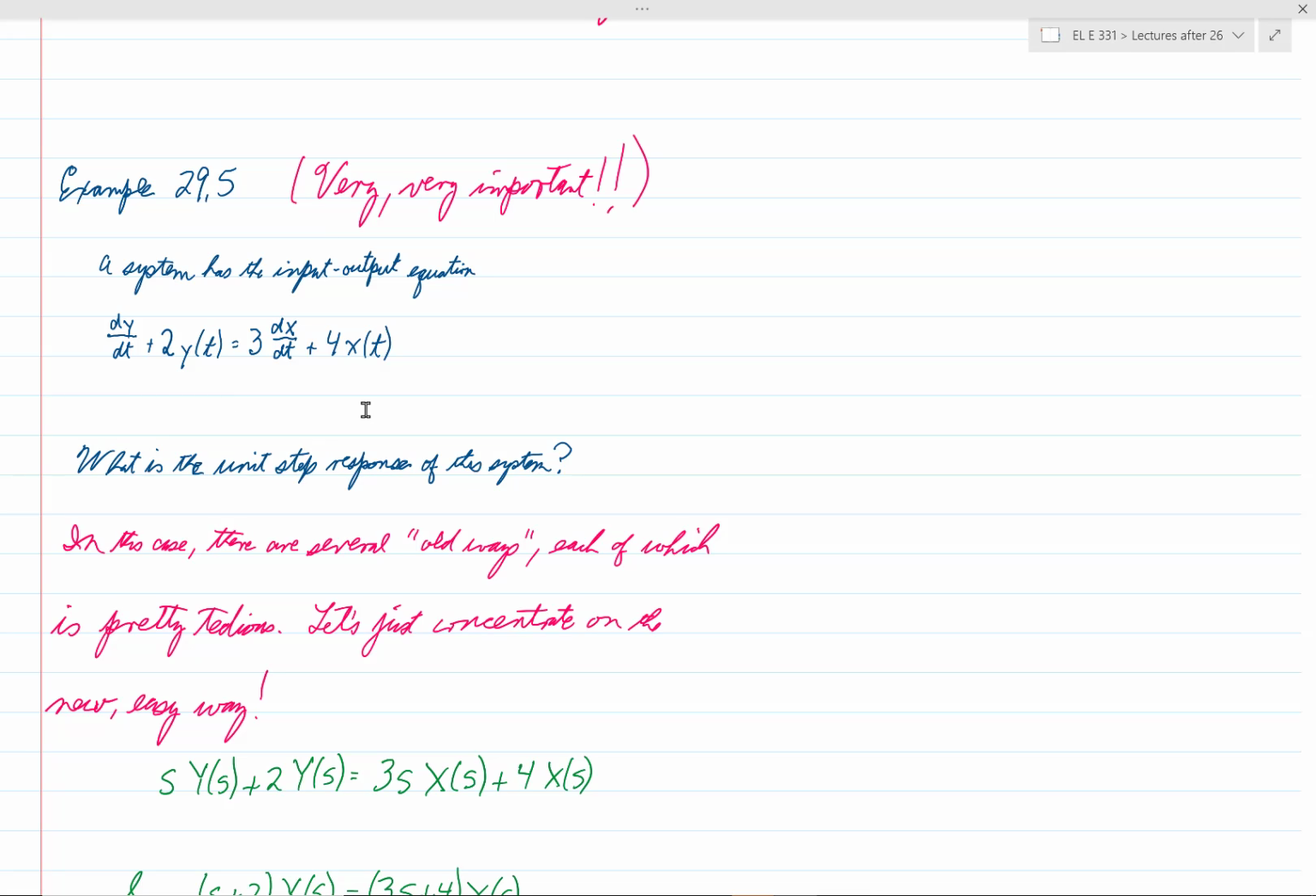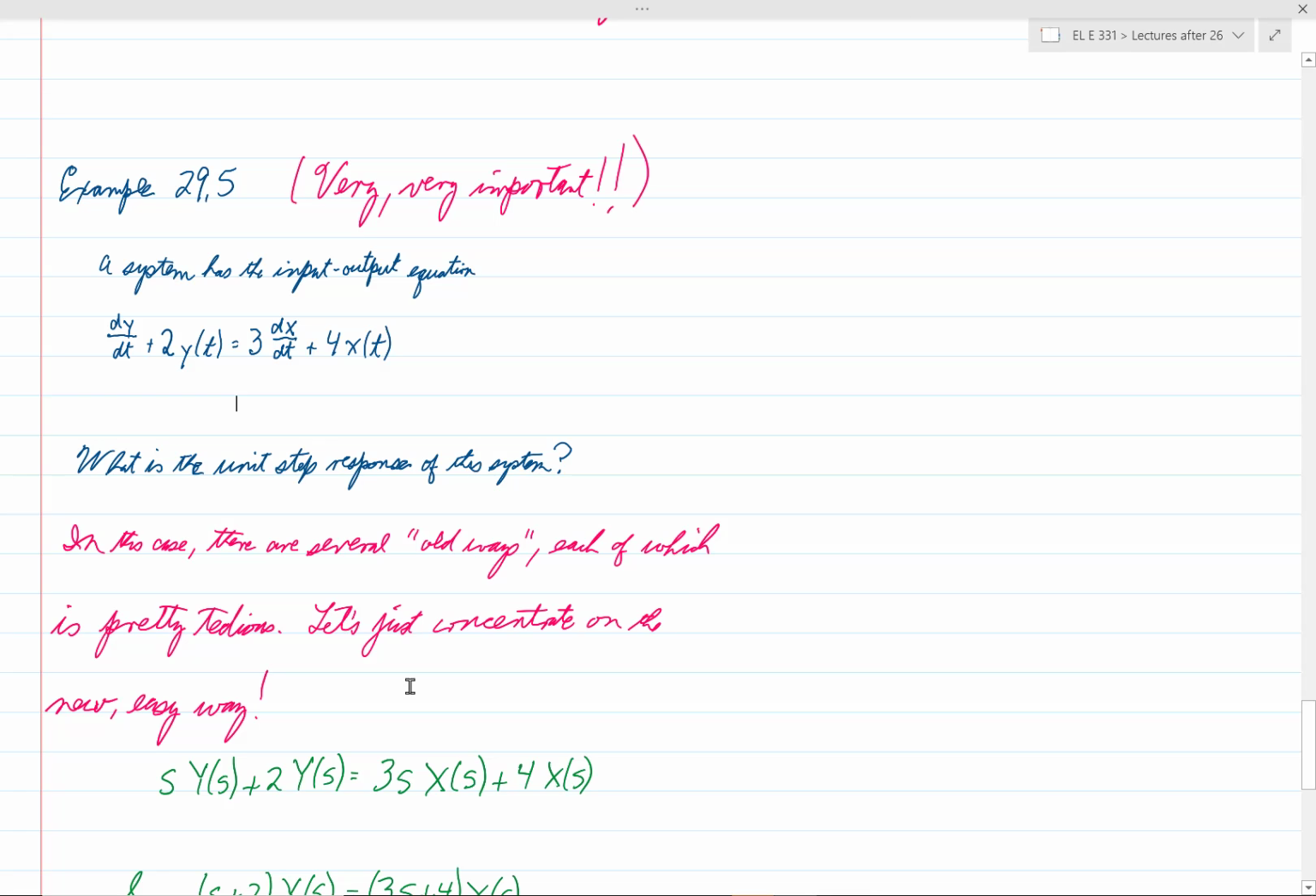But each one is fairly tedious. And so now let's look at our new way. The new way is so much easier. That's why I didn't even write out all the details of those old ways, because they're really tedious. And let's just see how easy this is, the new way.